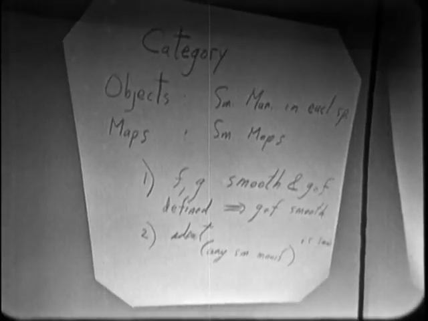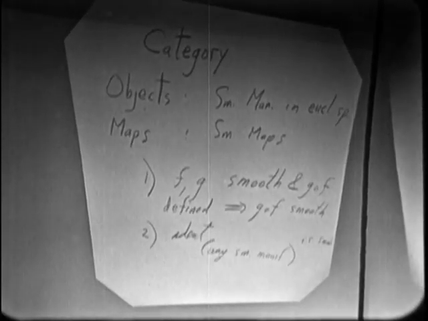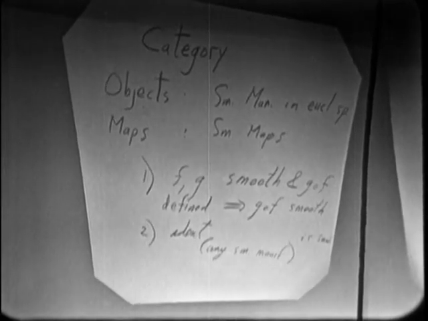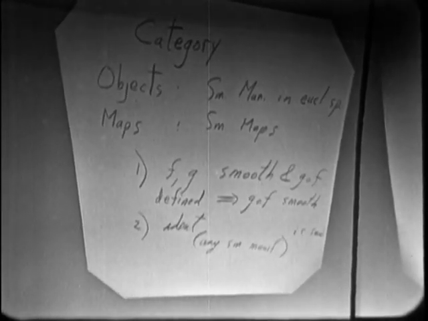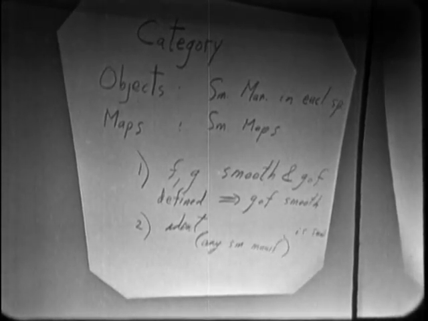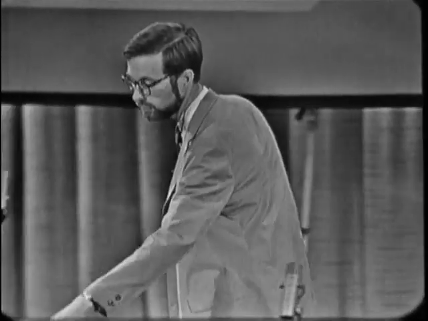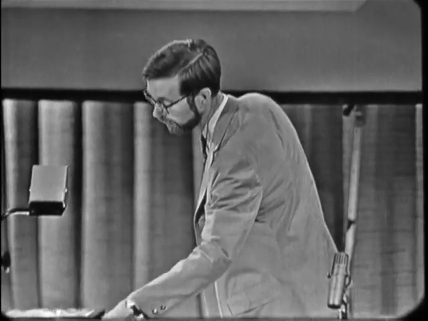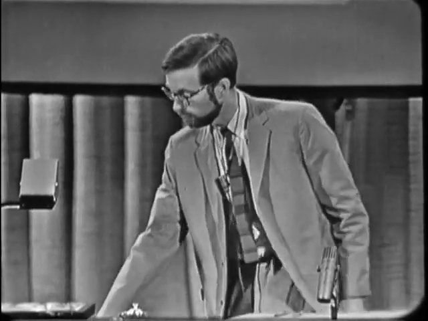And now we can state one of the central problems of differential topology. Suppose we're given two objects, two smooth manifolds. How can we decide whether they're diffeomorphic or not? This is essentially a problem that goes back to the beginnings of topology. Familiar examples.